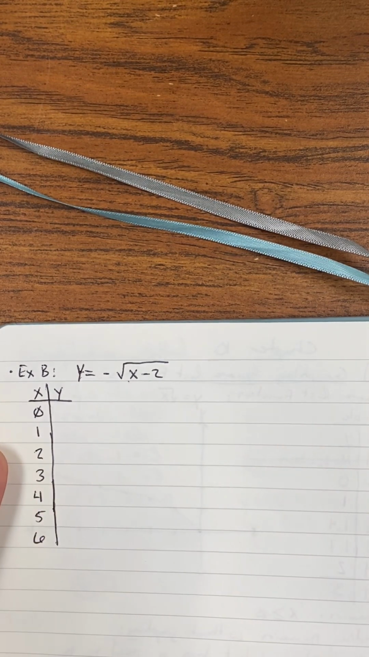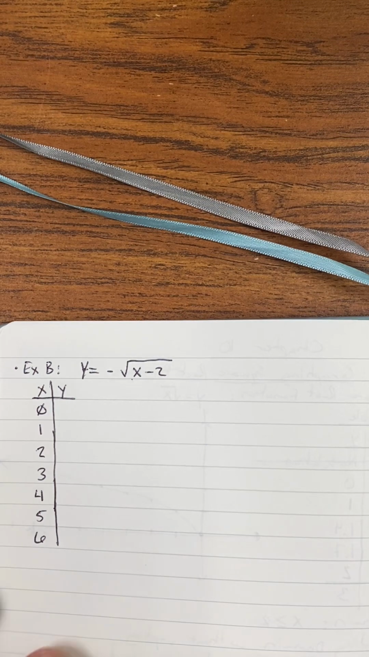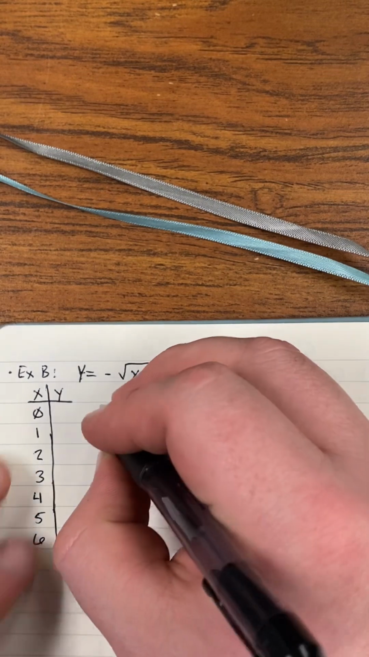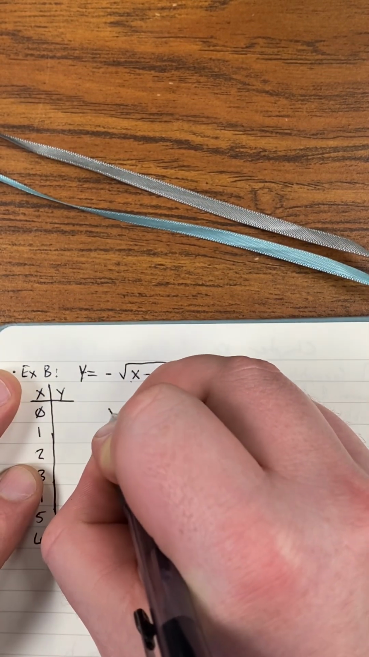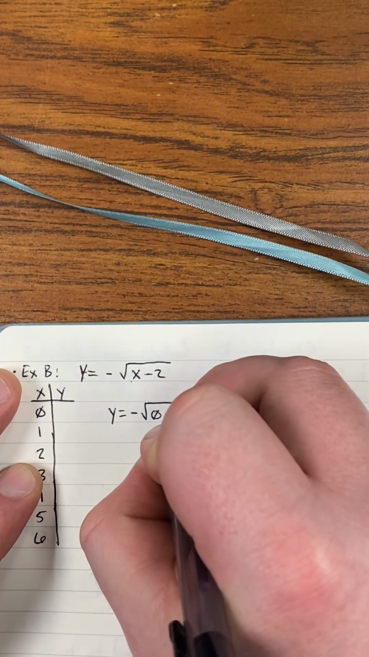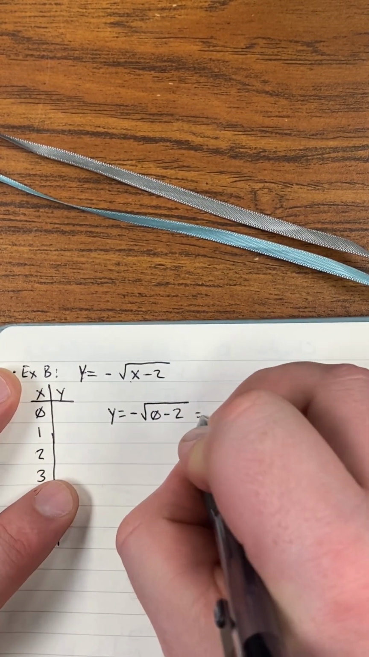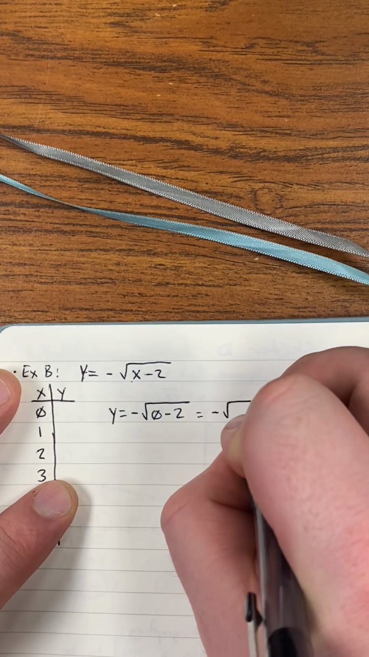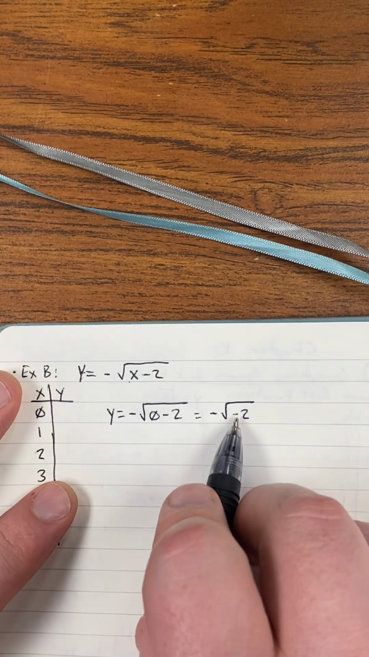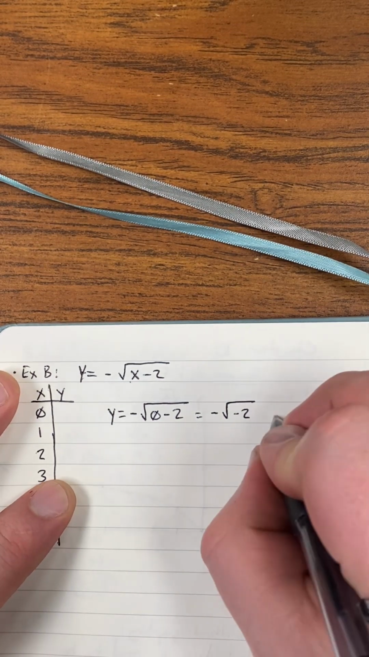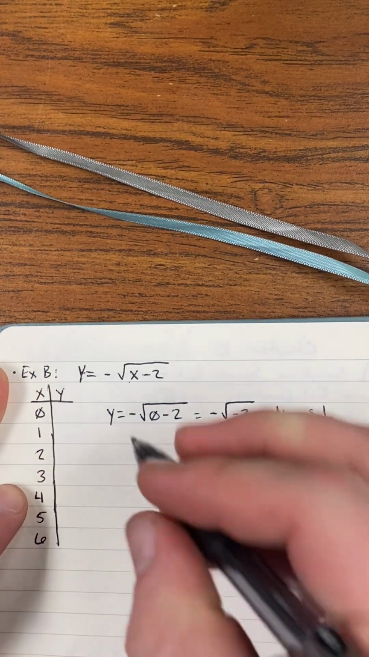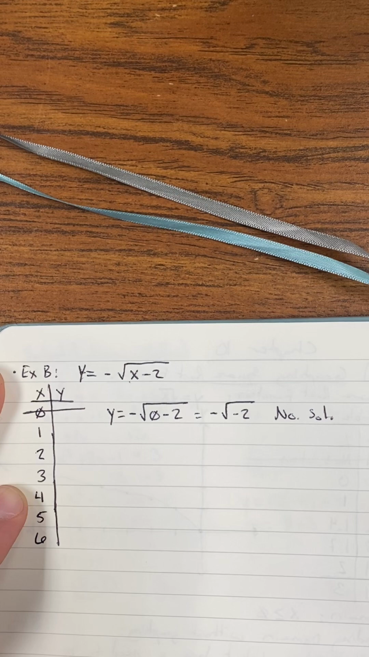So we'll go up to 6 on this, okay? All right, so let's check 0. So I plug in 0 right here, and I'll work this one out. So here's the work. Y equals negative square root of 0 minus 2, which is equal to the negative square root of negative 2. Oh, I'm taking the square root of a negative number, which means no solution. Okay? Which means can't use that one.